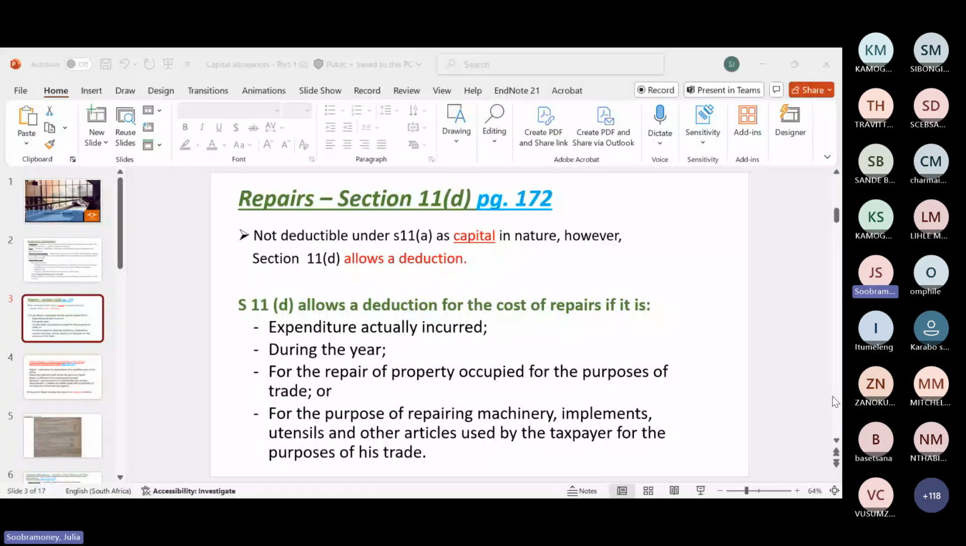No, it's not deductible. Why? No, because it's not for the purposes of trade. So it is for private use. So any deductions used for private use will never, ever be deductible. All right, so well done.